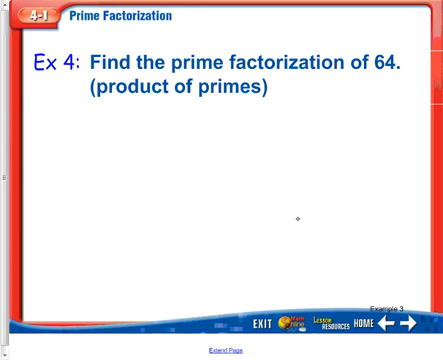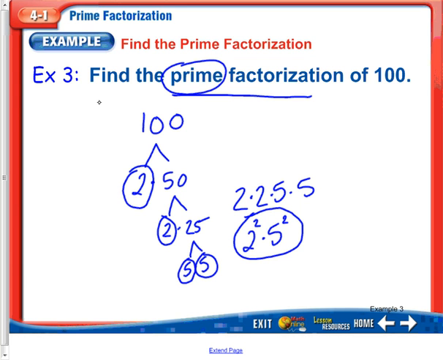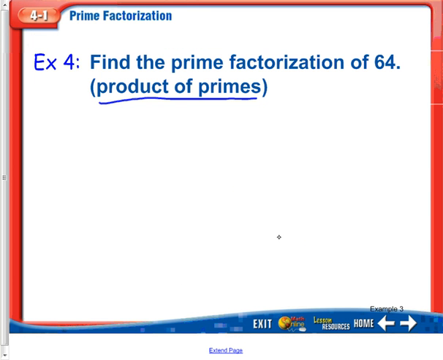So find the prime factorization of 64. You're also going to hear this said as a product of primes. The reason it's called the product of primes is because product means multiplication, and what we're doing here is taking all prime numbers. So if you've seen your homework, it says product of primes. It just means find the prime factorization.